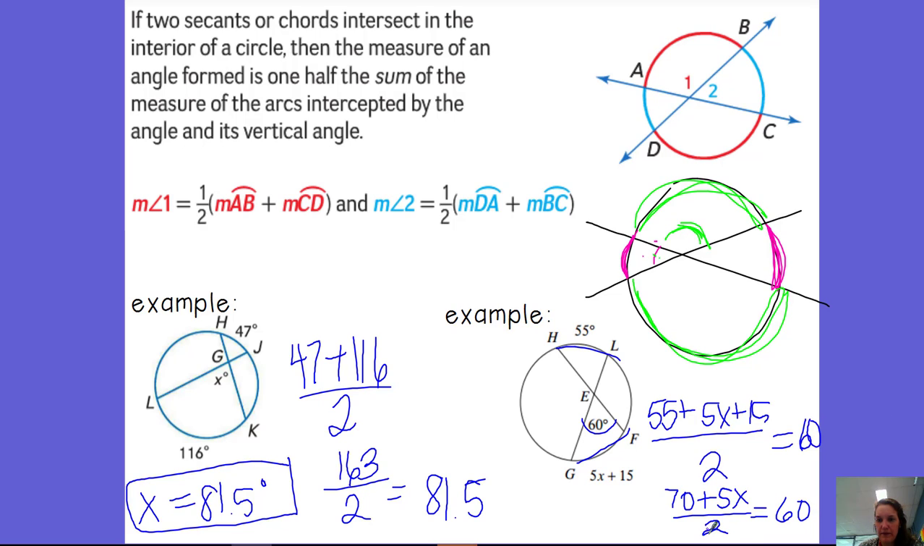Now my problem is I need to get rid of this 2 that's in my denominator, so I'm going to multiply both sides by 2. They'll cancel out, so I'll get 70 plus 5x is equal to 120, and then just subtract 70 from both sides. I'll get 5x equals 50, and so x is 10.